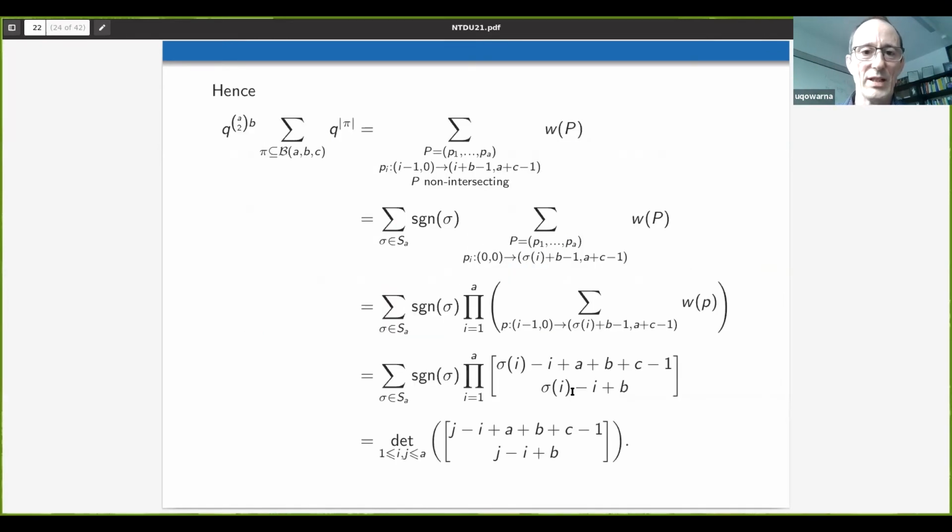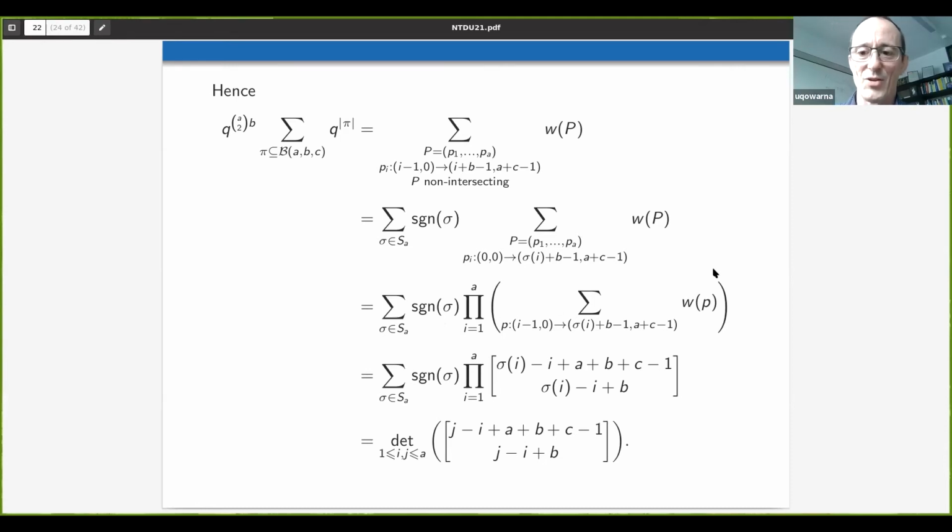But now things are easy. So here we have the generating function of plane partitions. Well, that can be represented as summing over all these non-intersecting paths. That's too difficult. We just throw in all the paths, but we keep track of the sign. We know that all the bad paths just cancel out. But now because of this, essentially all the paths just become completely independent of each other.